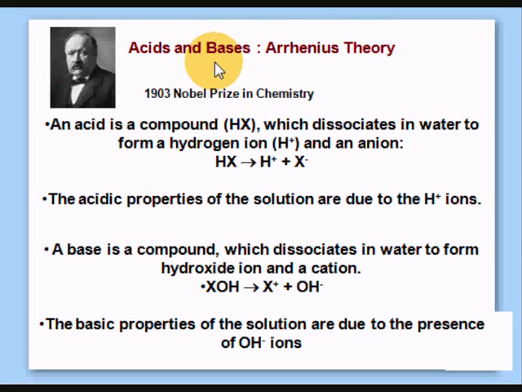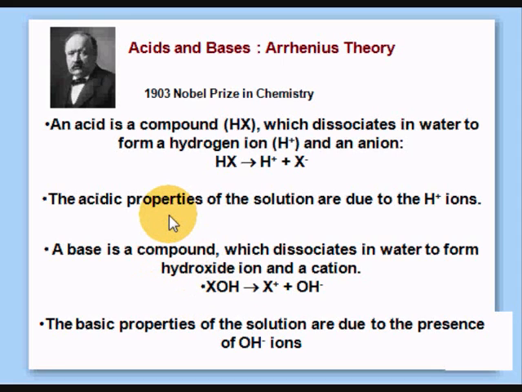Okay, so we've got two definitions of acids then. The Arrhenius theory says that an acid is composed of hydrogen added to a group, and dissociates in water to form a hydrogen ion. The acidic properties of the solution are due to the hydrogen ion. A base is a compound which dissociates in water to form hydroxide ion and a cation. So here we have the hydroxide ion over here, bonded to our other group.